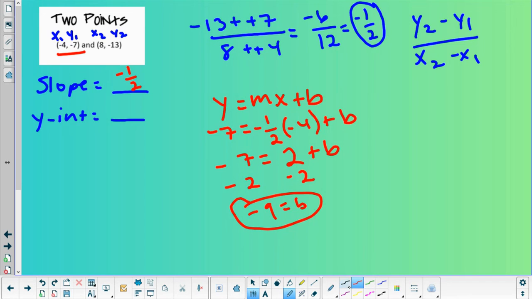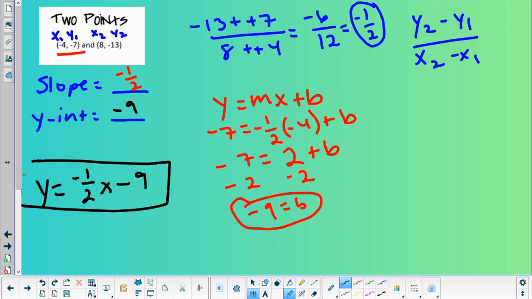All right. So my final step is I know my slope. I know my y-intercept is now negative 9. I just have to put the two pieces together and write y equals mx, and then our b is right there. So this right here is our equation. Okay, so it is possible in just 3 steps. Find your slope, find your intercept, write the equation.